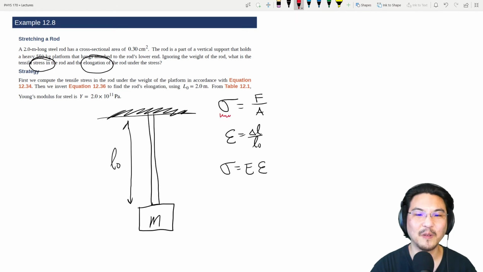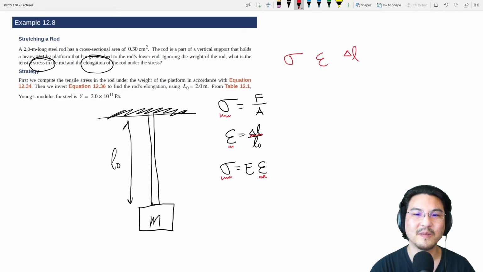Stress, we don't know. Strain, don't know. Okay, what else? This, we know. It's mg, the weight of the platform. Area, got it. The change in length, we don't know, so this is unknown. The original length was 2 meters. So here we go: 3 equations, 3 unknowns. Which one do you want to solve first?